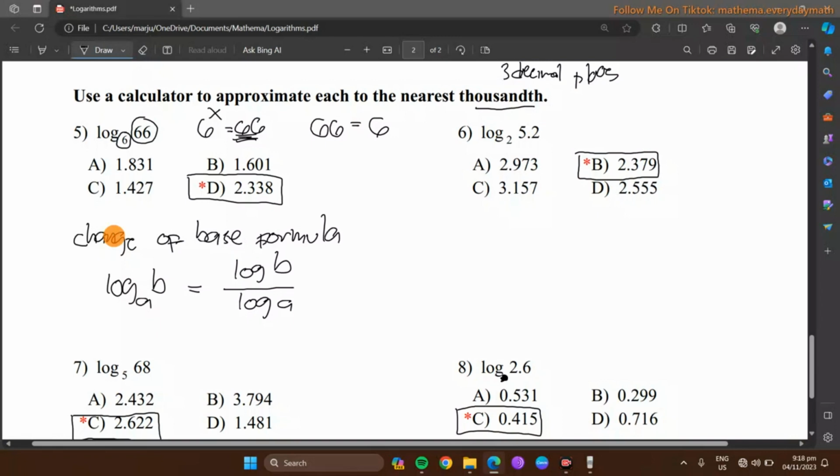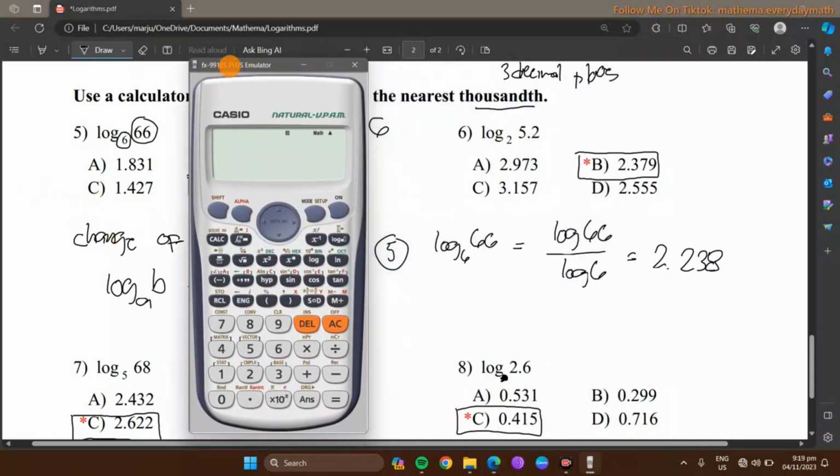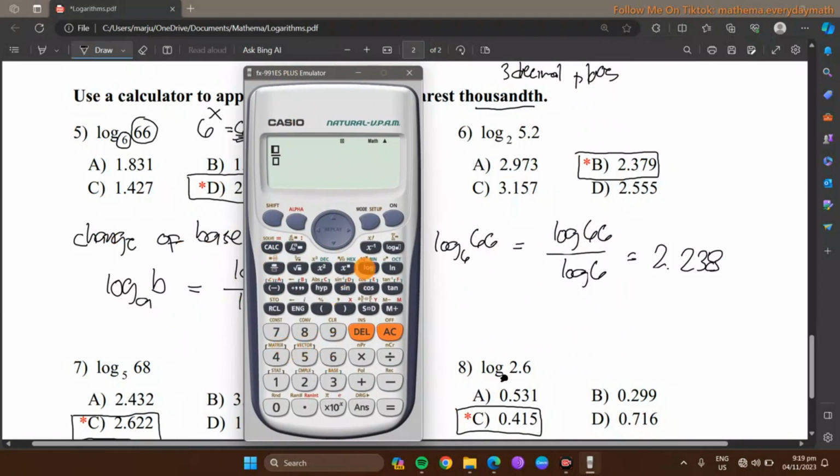So, yung number 5, ang sabi dyan, we have log of 66 with base 6. Using the change of base formula, this is just equal to the log of 66 over the log of 6. And again, this will give us 2.238. So, try natin using our calculator if that is really correct. So, we have change of base formula tayo, log of 66 over the log of 6. And again, that will give us the same result, 2.338.